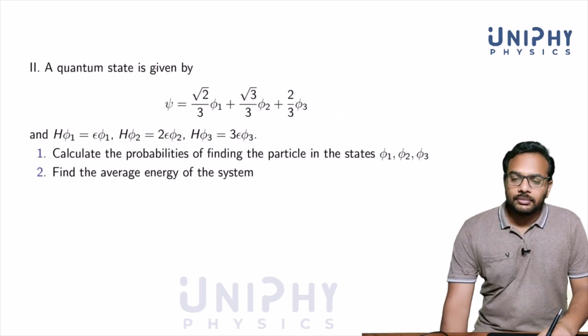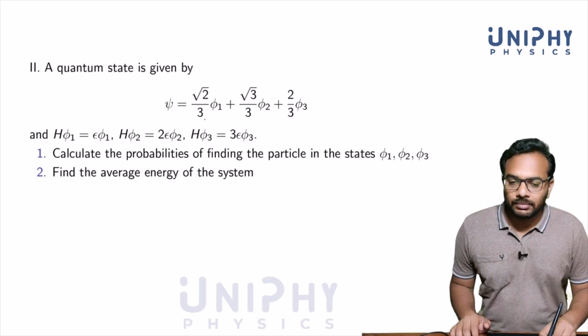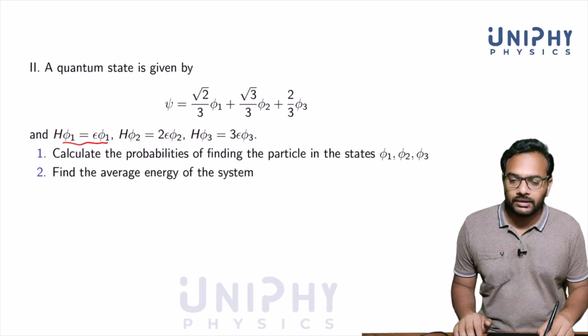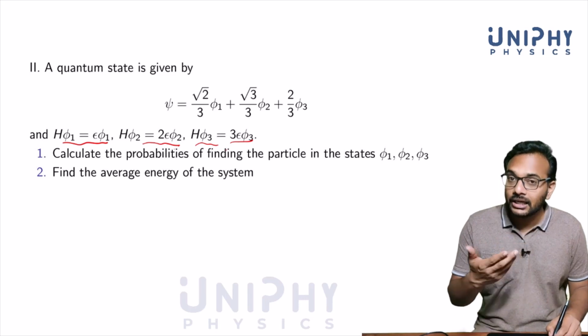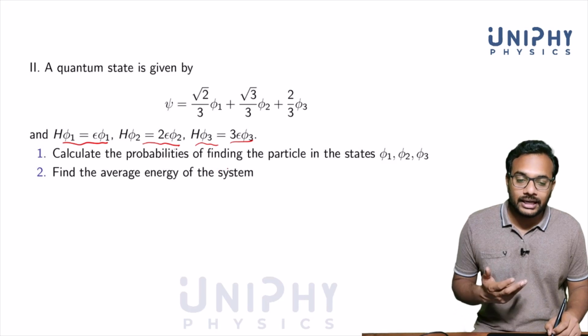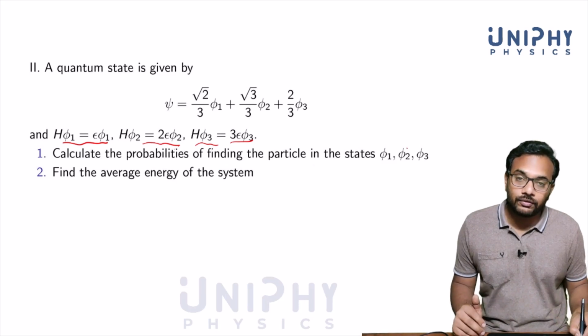Let's go to the second problem. A quantum state is given by this expression. h phi 1 is equal to epsilon phi 1, h phi 2 is equal to 2 epsilon phi 2, h phi 3 is equal to 3 epsilon phi 3. These are the eigenvalue equations. Calculate the probabilities of finding the particle in states phi 1, phi 2, phi 3.